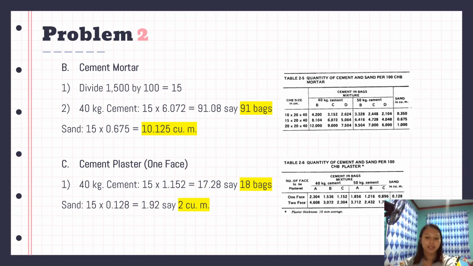For cement plaster, one phase or two phase can be solved, but in this problem, we will solve for one phase only. 40 kilogram cement, referring to table 2.6, 15 times 1.152, class C, which is equal to 18 bags. And sand is 15 times 0.128. Sorry if it is not visible, but it is 0.128, and the same for all, equal to 2 cubic meters.